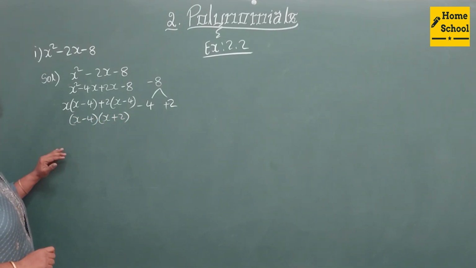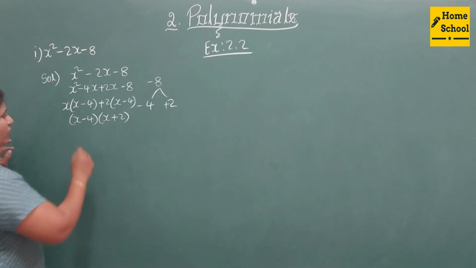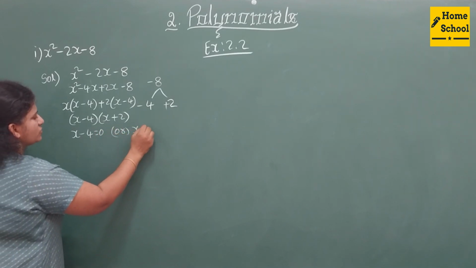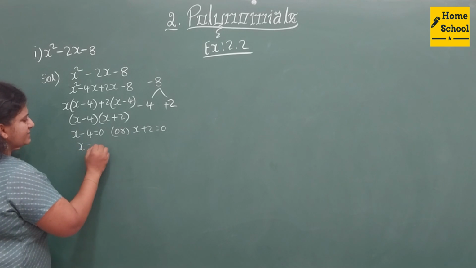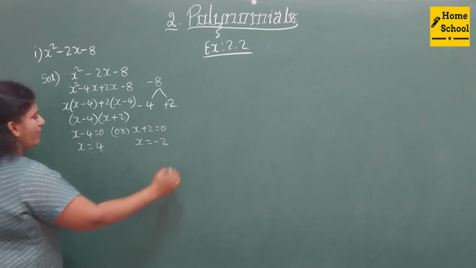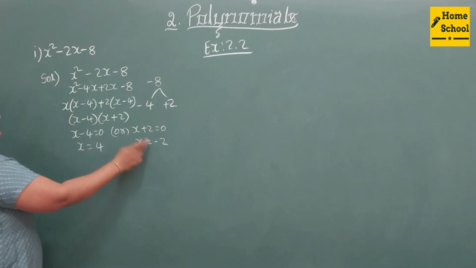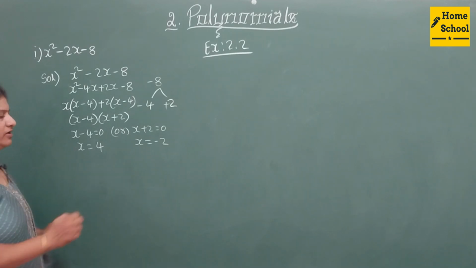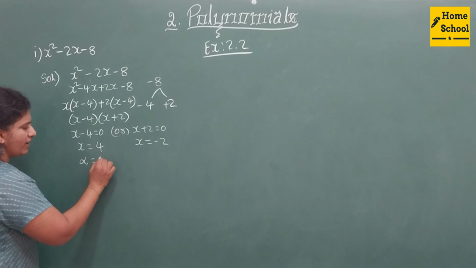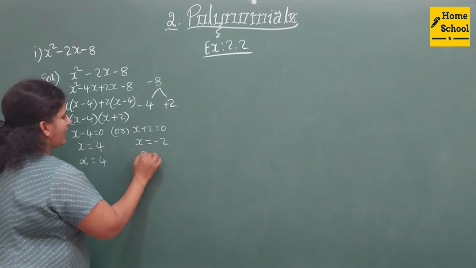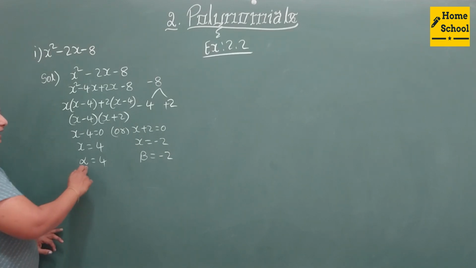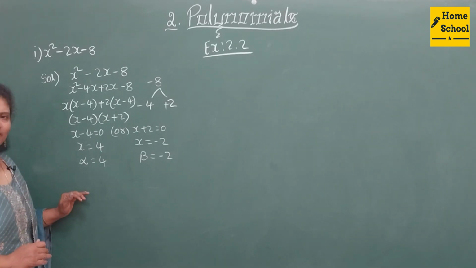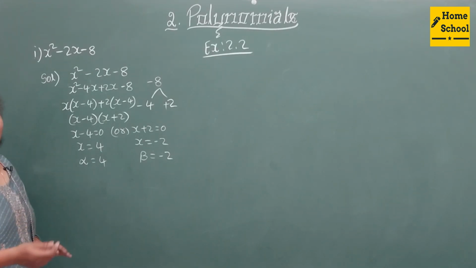In order to get 0, we need to equate with 0 here. That is, x minus 4 equal to 0 or x plus 2 equal to 0. That is, x is equal to 4 and x is equal to minus 2. The two zeros for the given quadratic polynomial are 4 and minus 2. Let us assume the first zero as alpha and the second zero as beta. So, zeros we got, we need to verify the relation between zeros and coefficients.